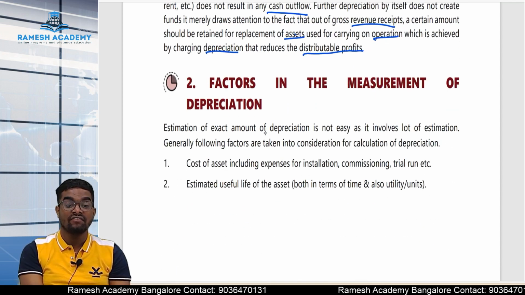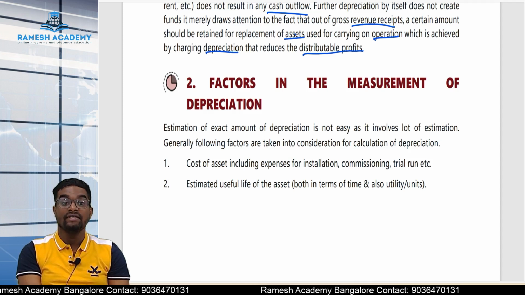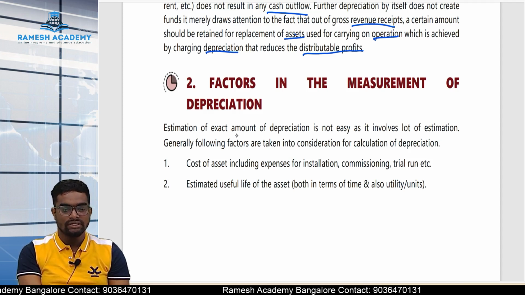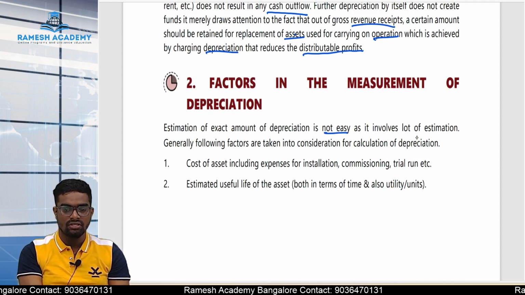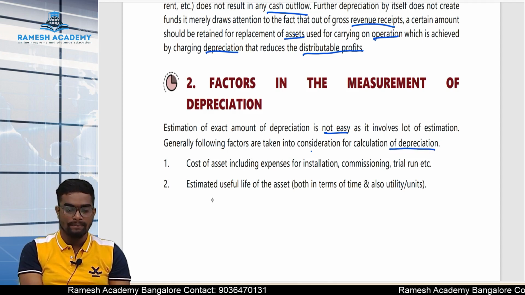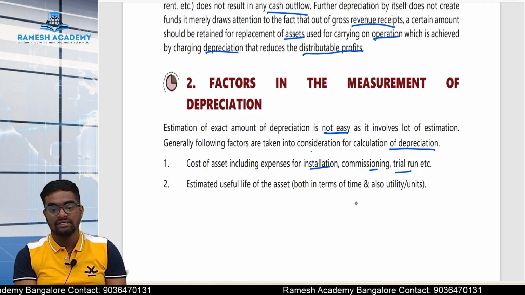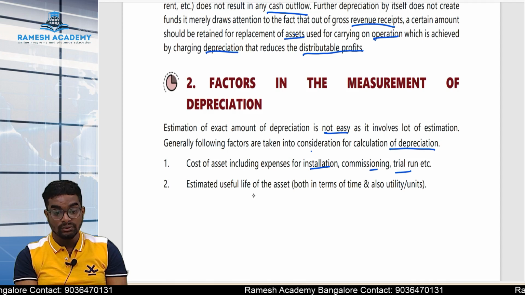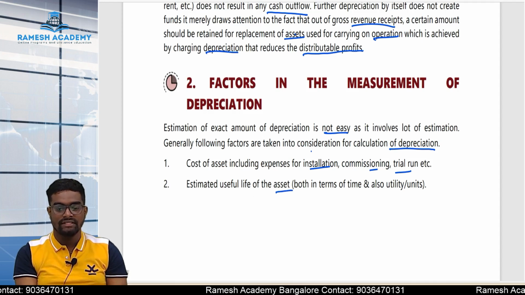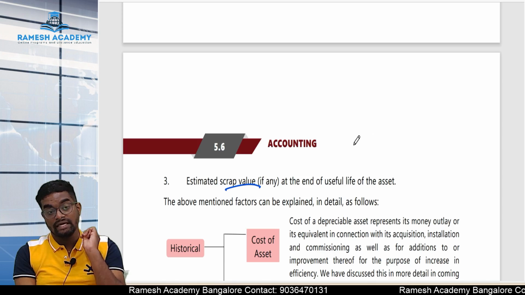Factors in the measurement of depreciation. So what are the factors? First thing is cost, then useful life, then the estimated residual value. Estimation of the exact amount of depreciation is not easy as it involves a lot of estimation. Generally, the following factors are taken into consideration for calculation of depreciation. The cost of the asset includes expenses for installation, commissioning, trial run, everything we add to the cost of the asset. Next, the estimated useful life of the asset. Next, we have the scrap value. These are the three things which directly affect the depreciation.